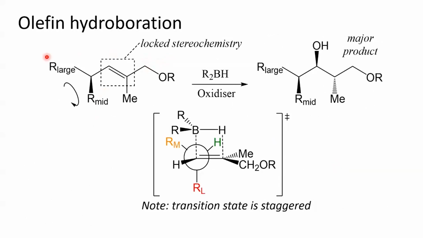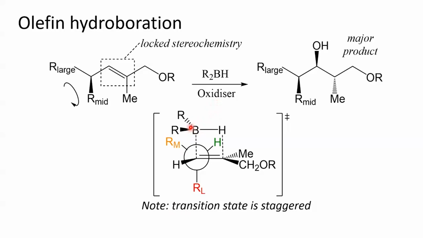So if we take a look, here is our olefin. It has locked stereochemistry shown here in the dashed box. We have 3 functional groups that can rotate and spin. One is small, one is medium, one is large. If we add our borane and then oxidize it, what we get is this major product here with this stereochemistry shown. For this to occur, what we need is this transition state to form preferentially.